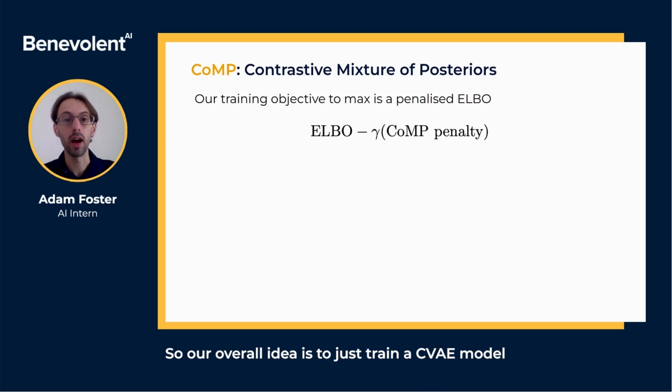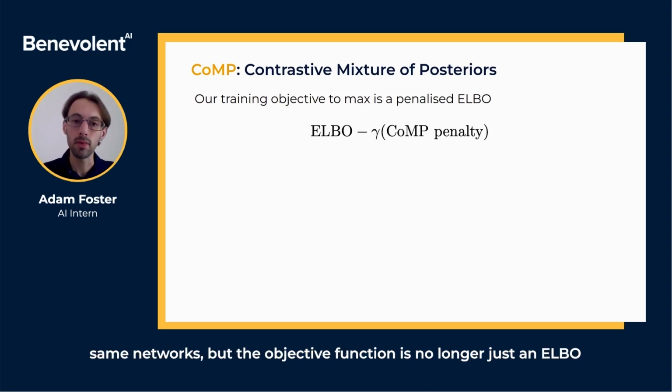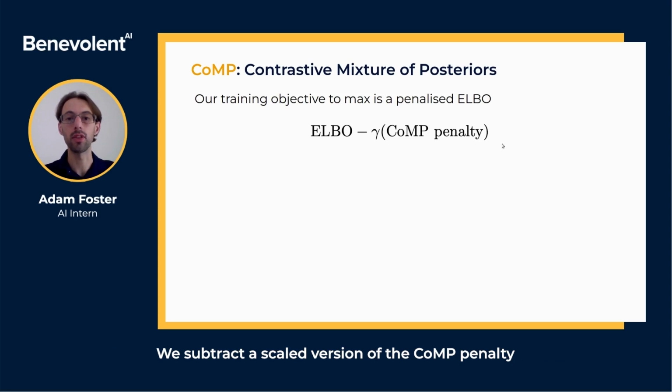So our overall idea is to just train a CVAE model, same networks, but the objective function is no longer just an ELBO. We subtract a scaled version of the COMP penalty.